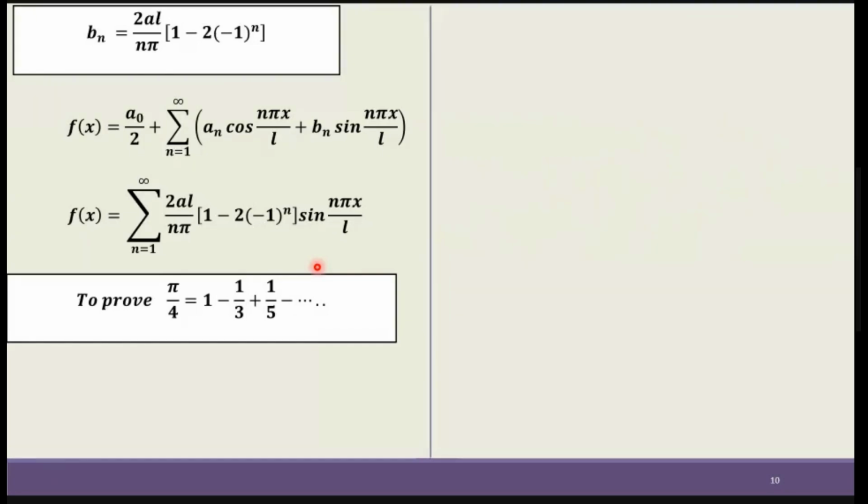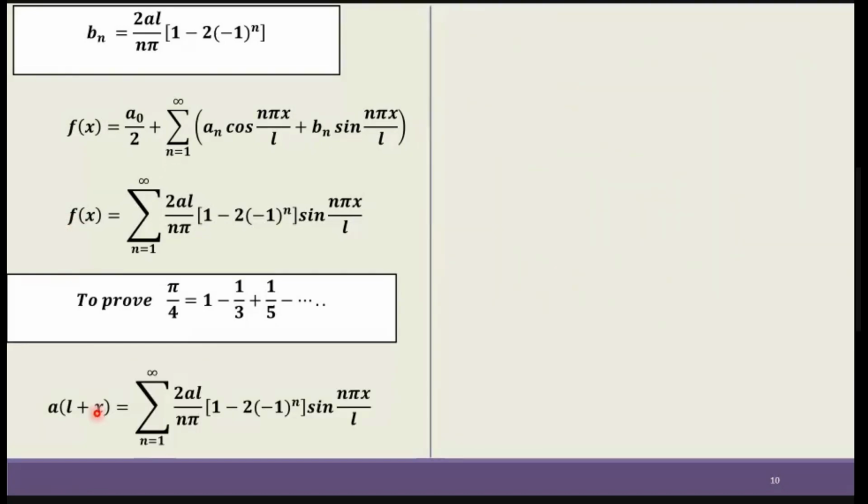f(x) is equal to summation n varying from 1 to infinity 2aL upon n pi (1 minus 2 into (-1)^n) sin(n pi x by L). From this series we need this particular term, this series: pi by 4 is equal to 1 minus 1 by 3 plus 1 by 5. Okay, what was our f(x)? It was a into (x plus L).